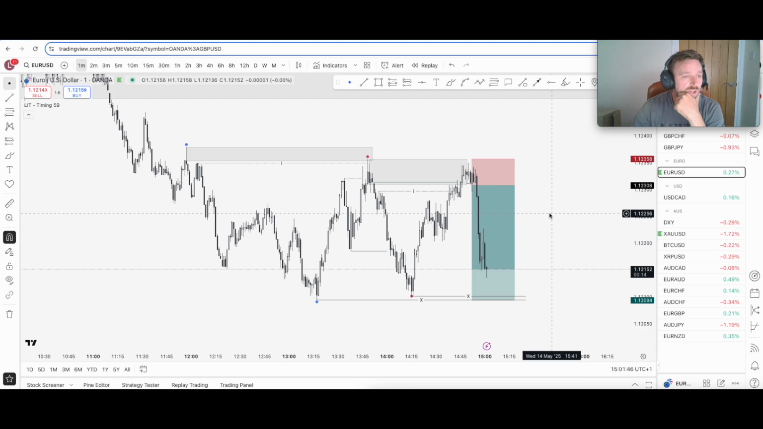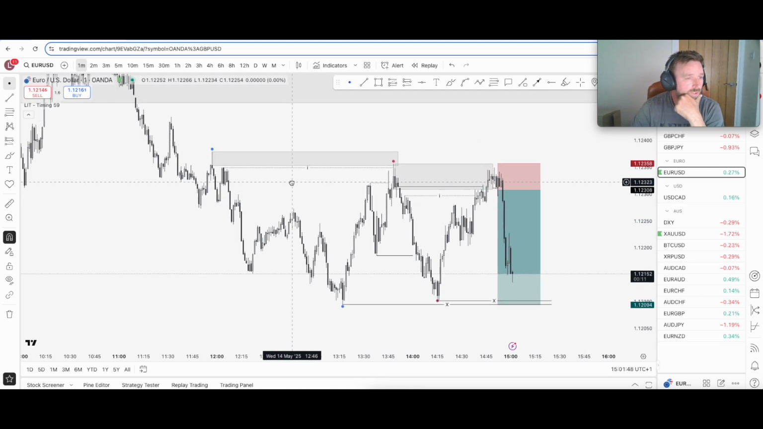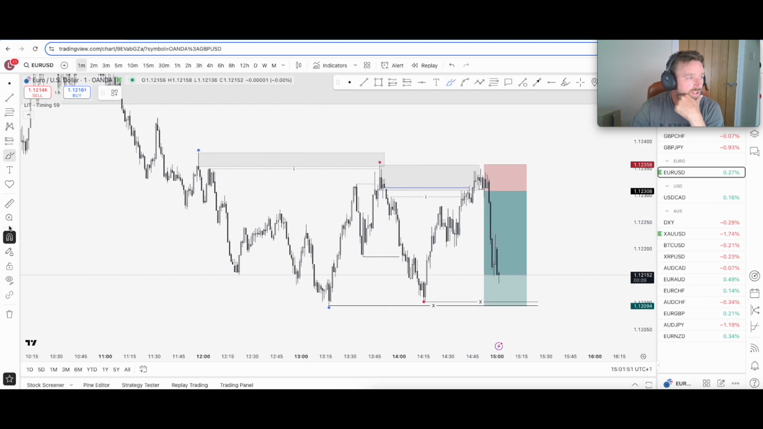Just wait on this one. You can see what I mean about the ranges. You know, this was the high. You might say, well, why this high? Why not this high?